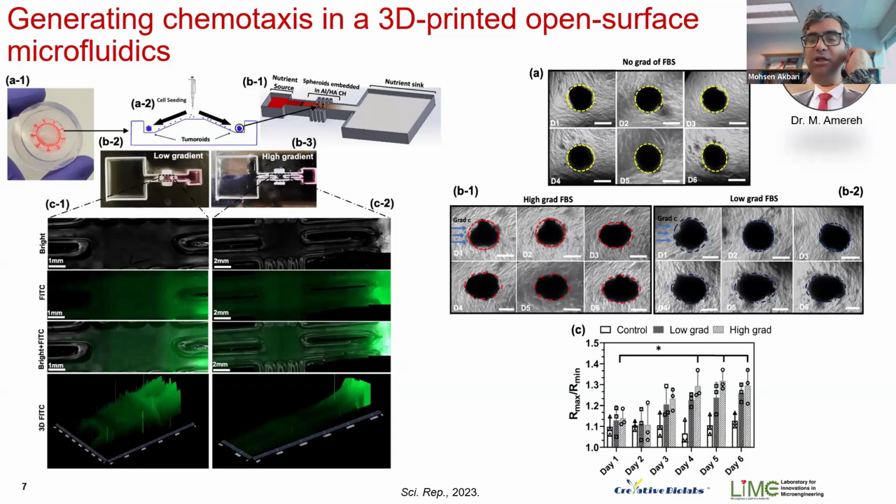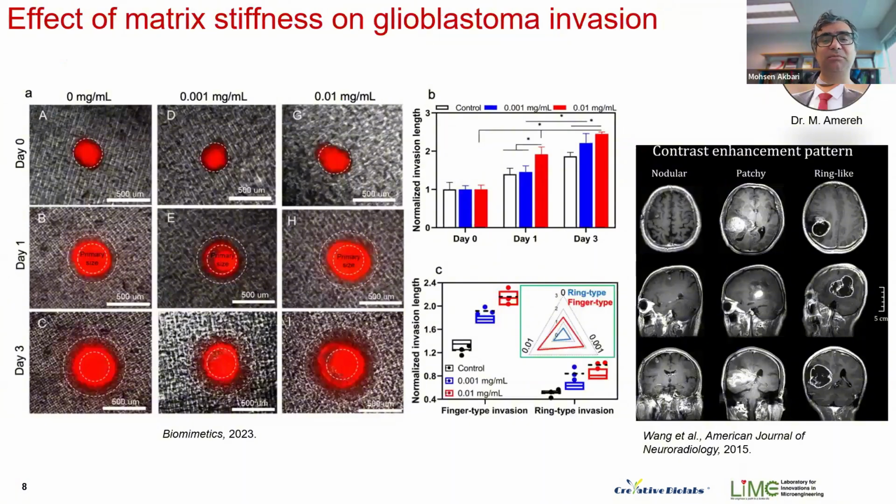So one thing that we observed was that the tumor definitely responded to this gradient in a concentration-dependent manner, and this demonstrated that we can now use this platform to investigate the impact of chemotaxis on tumor remodeling, potentially for recruiting regulatory T cells and creating an immunosuppressive tumor microenvironment.